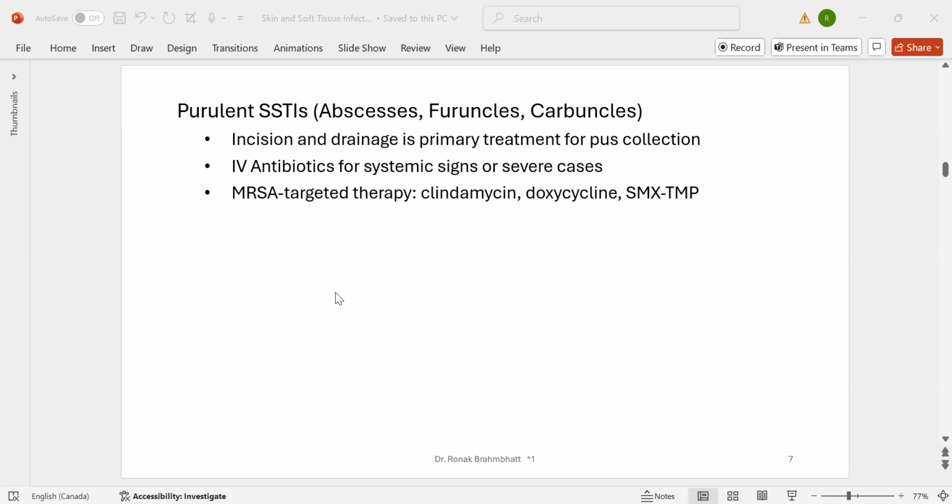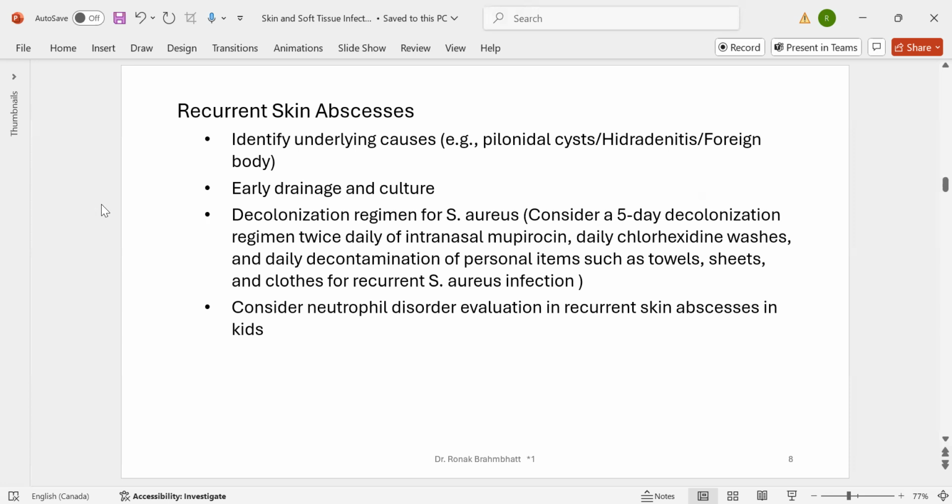If you suspect that there is MRSA, then you can consider methicillin-resistant Staph aureus, or MRSA, targeted therapy like clindamycin, doxycycline, Septra, Bactrim, whatever names you remember. Those are the main targeted therapies for Staph aureus. Good. Now, anytime somebody presents with skin abscesses that are recurrent, right?